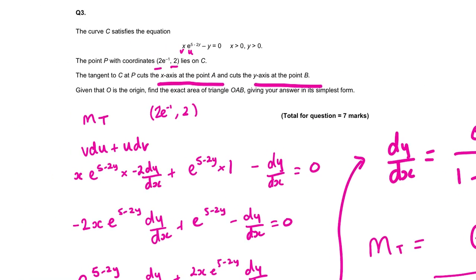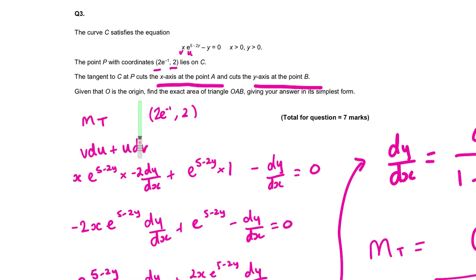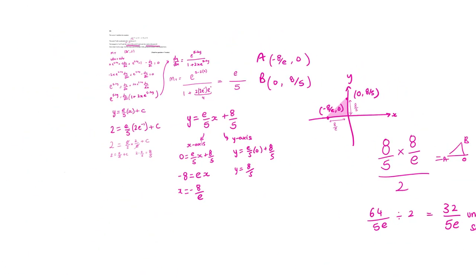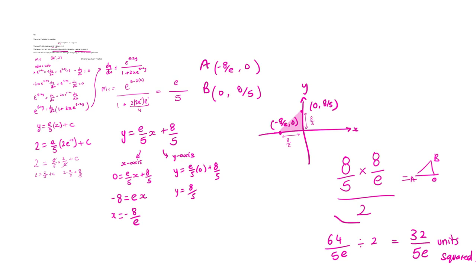Okay, because remember the question says, given that O is the origin, find the exact area of the triangle, giving your answer in its simplest form. So right now we cannot simplify 32 over 5e. If you'd written 64 over 5e and then written divided by 2, you still haven't finished it off yet. If you'd written 64 over 10e, you could have simplified that more. You would have lost out on a mark. Seems a bit silly. So yeah, well done everyone.